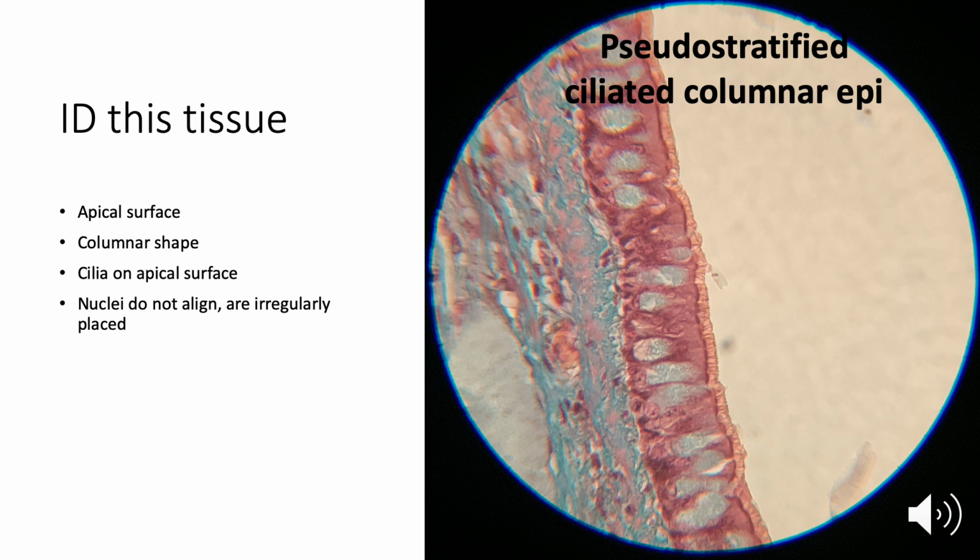Don't forget for columnar to put ciliated or non-ciliated for each of those types that you see. The goblet cells and cilia allow this tissue to trap and remove foreign material. It lines your upper respiratory tract and lines your trachea.